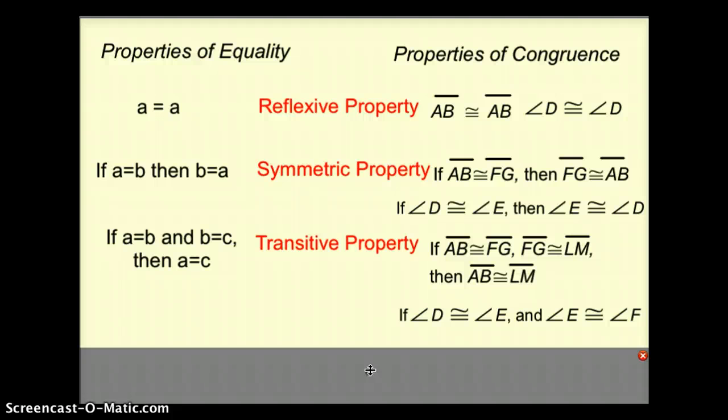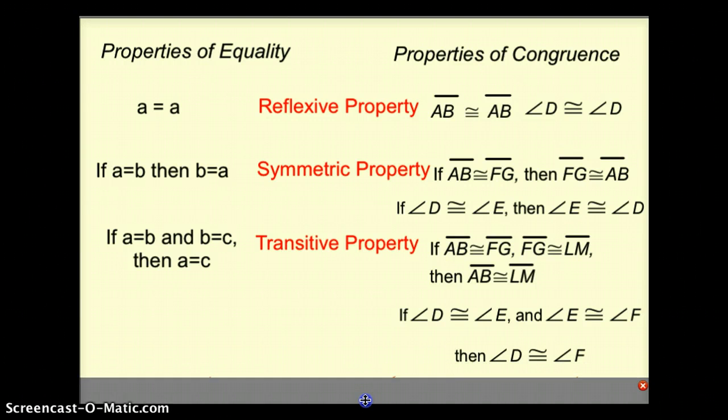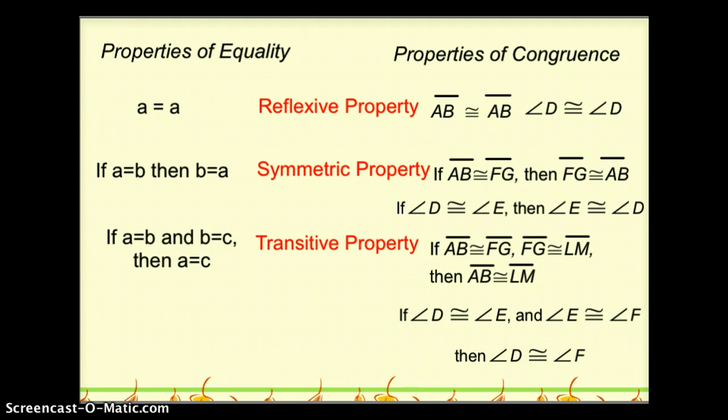The transitive property for congruence is if the segment AB is congruent to FG and FG is congruent to LM, then segment AB is congruent to segment LM. Likewise, it works with angles. If angle D is congruent to angle E and angle E is congruent to angle F, then angle D is congruent to angle F. These properties are going to become very important when we start doing proofs, which will happen tomorrow morning when you walk in the door.